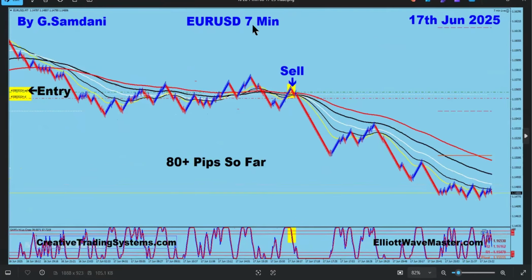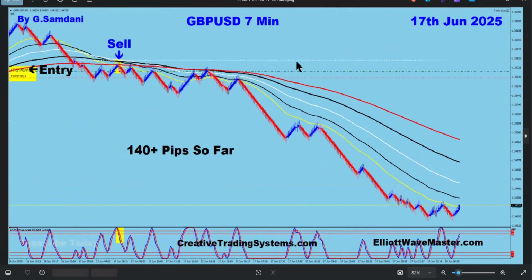Now here, Euro USD, 7-minute, coming down here flat, and then again came down, so 80 pip. On the 17th, next day, a lot of trades also. Pound USD did the same thing. Why? Because USD was getting strong. So Euro USD, Pound USD went down, USD CAD, USD Yen went up. So on the 17th it came down here for 140 pip. Nice trade.